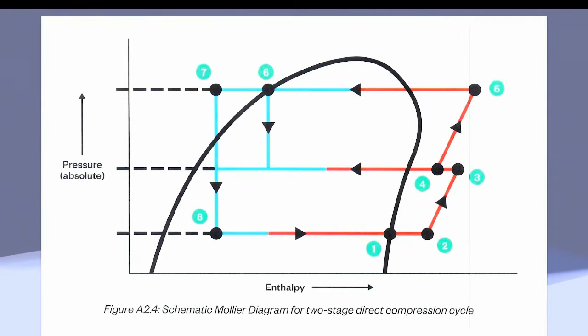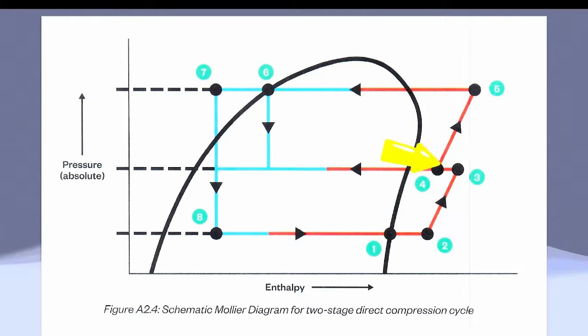Here we have a Mollier diagram, as you can see. So look, we start from number 1. Suction from the tank from number 1 to number 2. This is the suction stage, 2 and 3. This is the first stage of compression. Pressure and temperature continue to rise, but not quite at their peak yet.